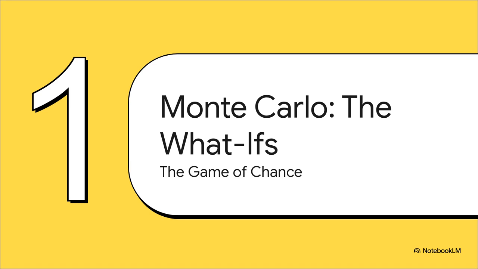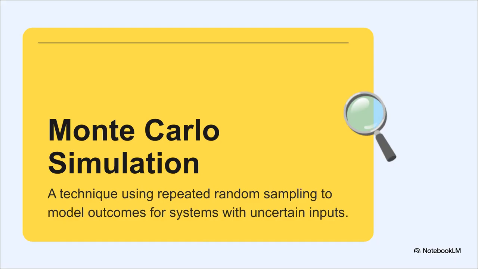And yes, its name comes from that famous casino, and for a really good reason. This whole method is about understanding outcomes by basically rolling the dice millions of times, just digitally. The idea actually came from a mathematician, Stanislaw Ulam, back in the 1940s. He was stuck trying to calculate the odds of winning a game of solitaire. Instead of crunching the impossible math, he just thought, why not simulate playing the game hundreds of times on a computer and see what happens? Genius.